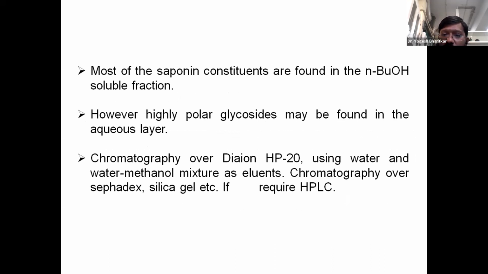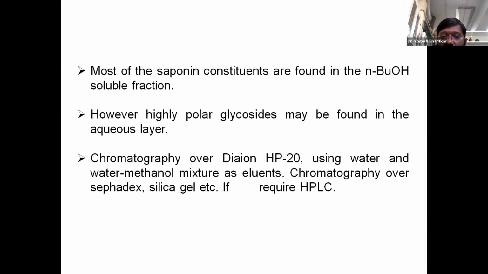However, the polar glycosides may be found in the aqueous layer, meaning those that contain more than 5 or 8 sugars. Those glycosides we get in the water-soluble fraction. Up to 4-5 sugars, that saponin we get in the n-butanol layer. Then chromatography over Diaion HP20 using water and water-methanol mixture as eluent. Chromatography over Sephadex and silica gel, and if required, sometimes reverse phase HPLC.